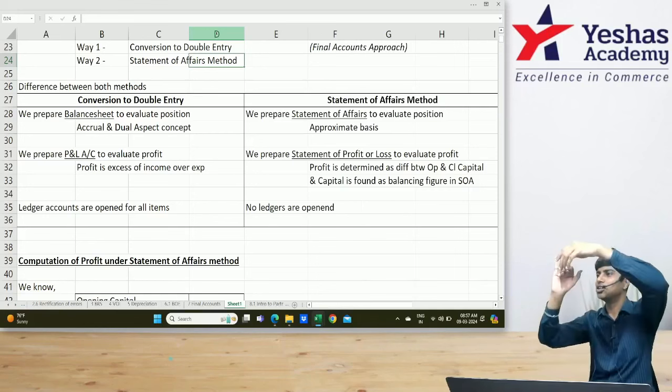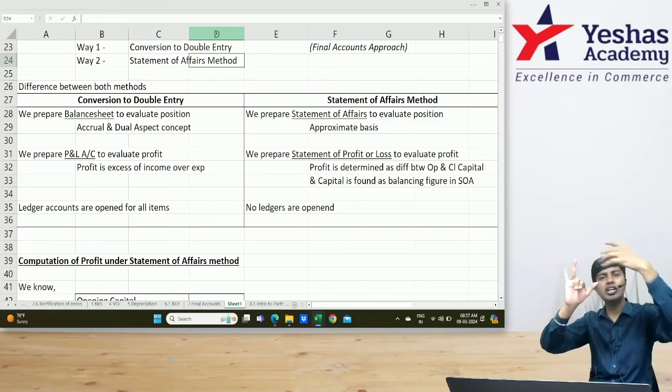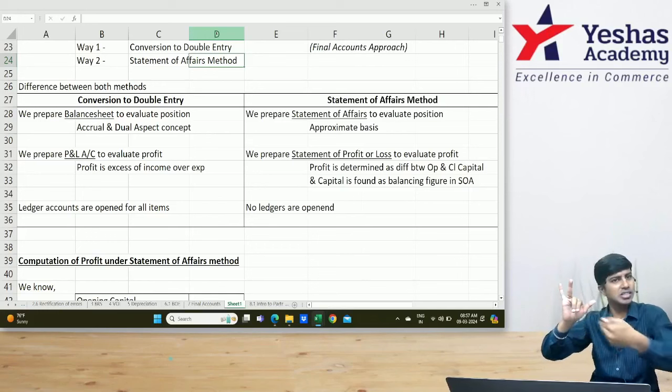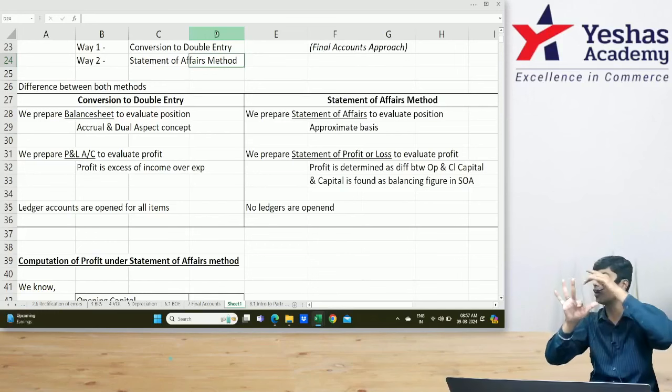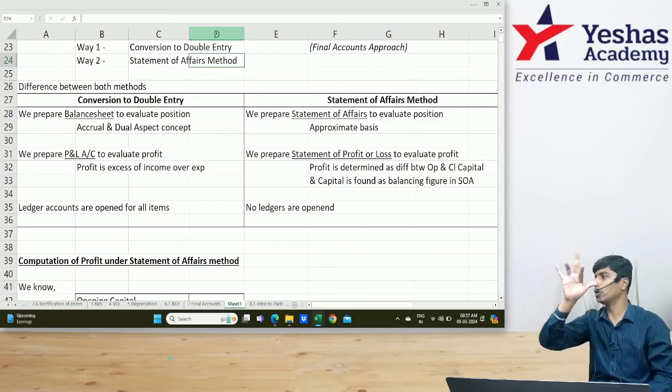You would maintain in cash. So you know, additional capital. Now, whatever money is withdrawn, you'll take it from the business. Cash is going out. You would have kept the record. Drawings is available. So opening capital goes through, additional capital goes through, drawings go through, closing capital goes through.